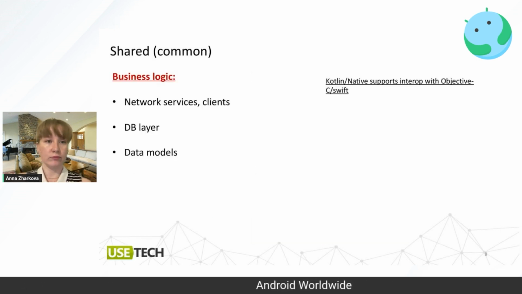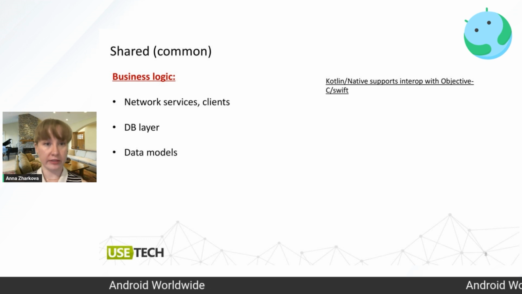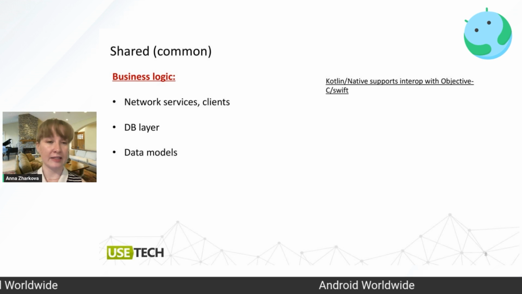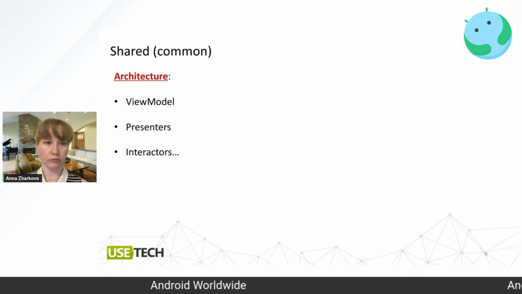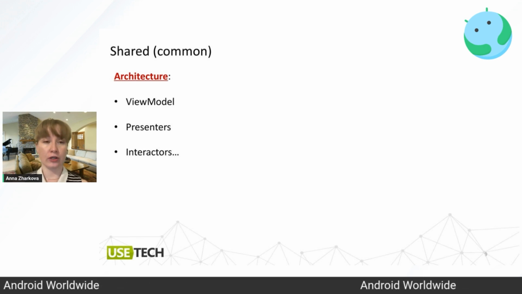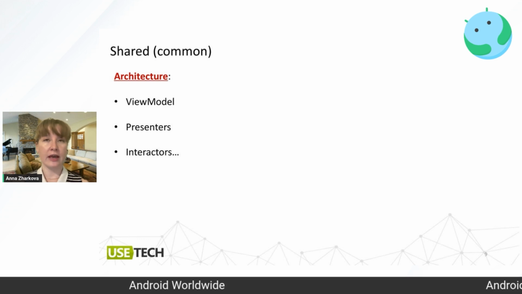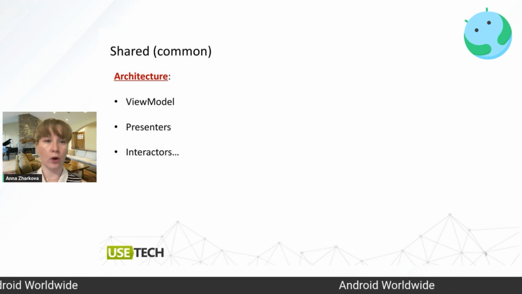And you could provide in the shared model most of your business logic. It could be network services and clients, database layers, data models. Kotlin and Swift resemble each other in their syntaxes, and to make Kotlin and Swift code work together, there is an interop mechanism that converts your Kotlin Native code into Objective-C and Swift solutions. Also, you could provide common architecture in the common model. For example, you could provide a common view model, not the Jetpack view model, but a view model as an implementation of an architecture pattern, a presenter, an interactor, and everything you would like to use in your architecture solution.